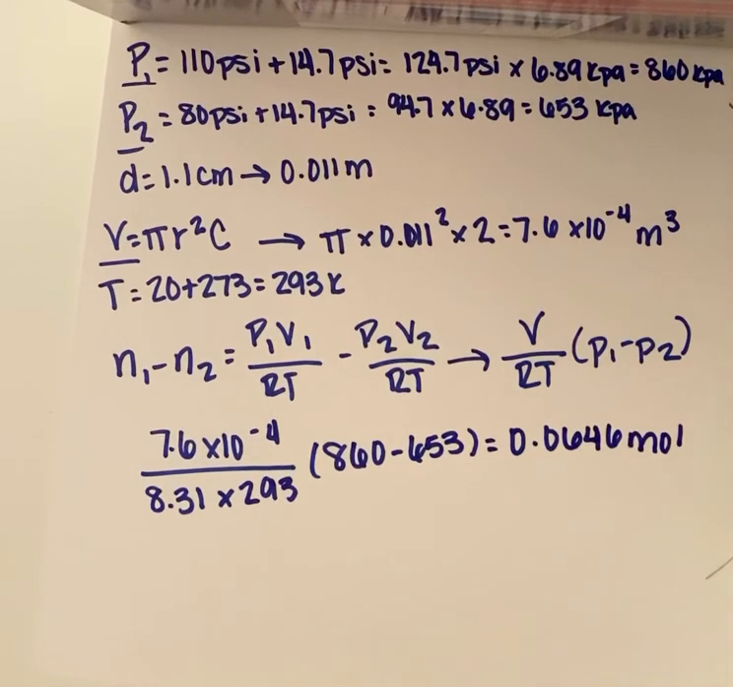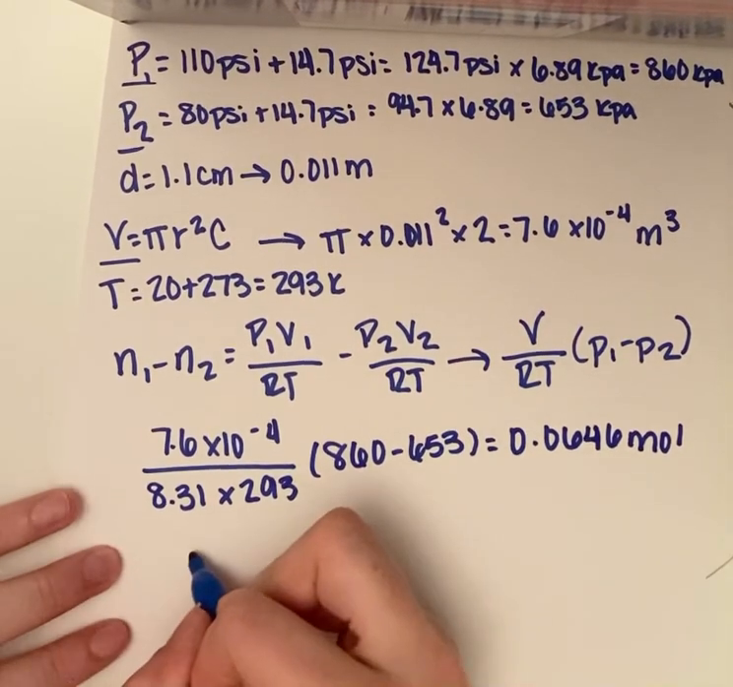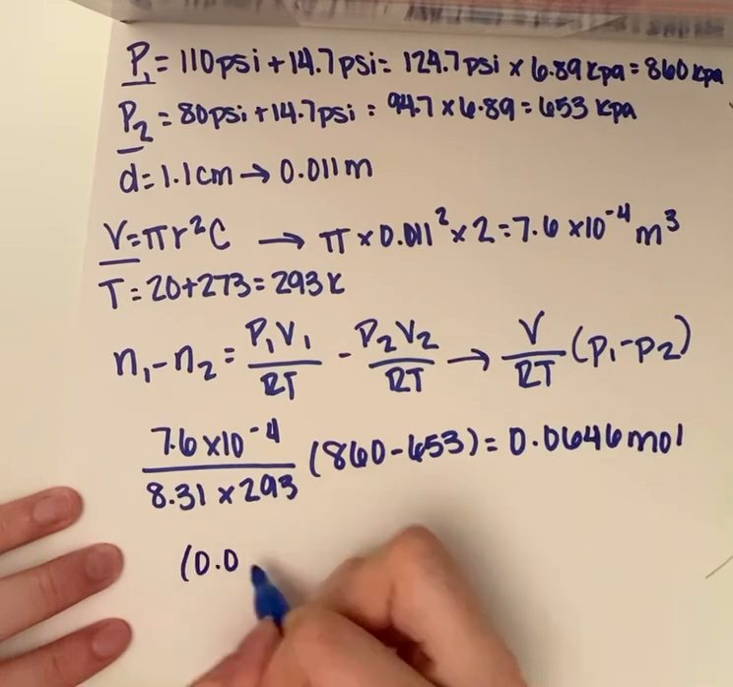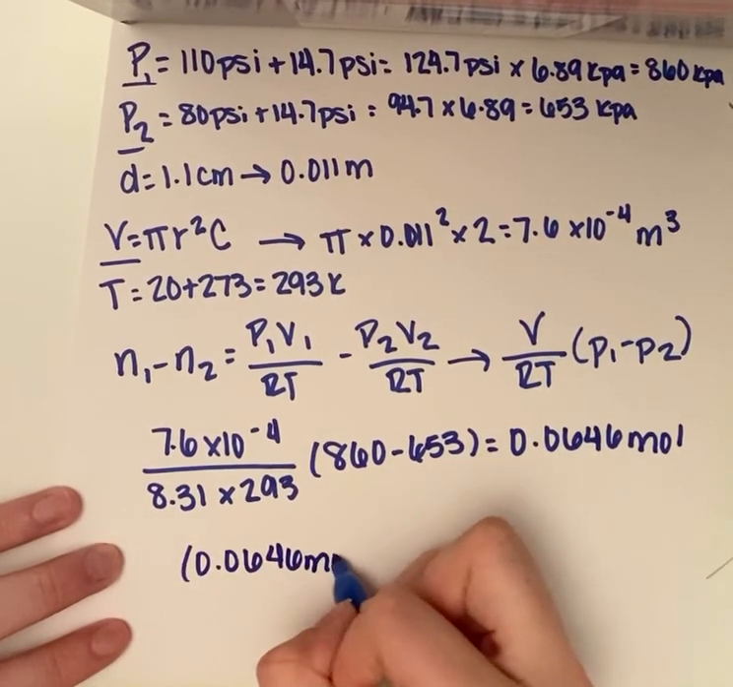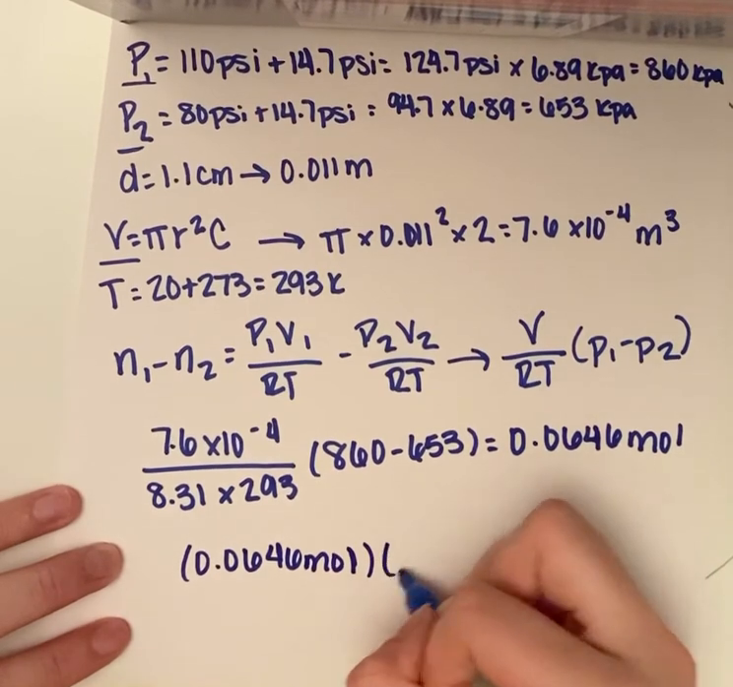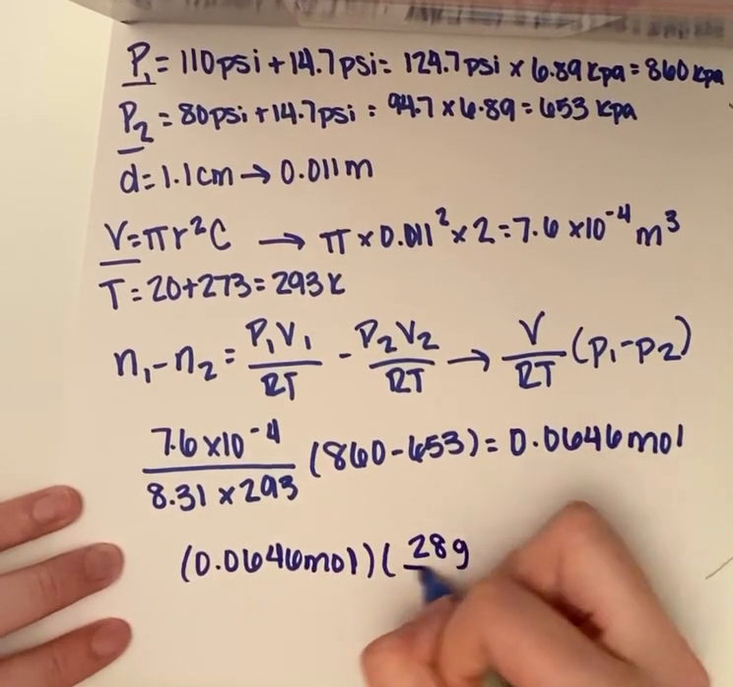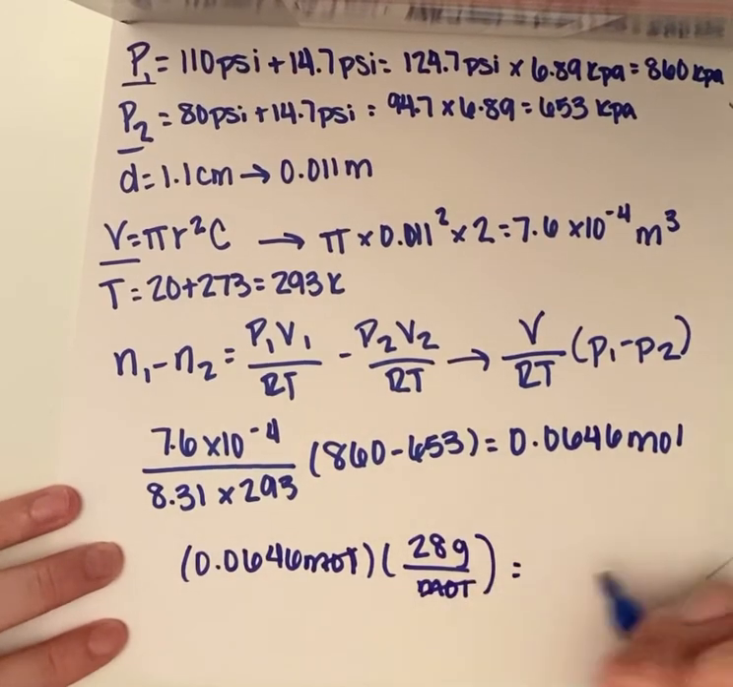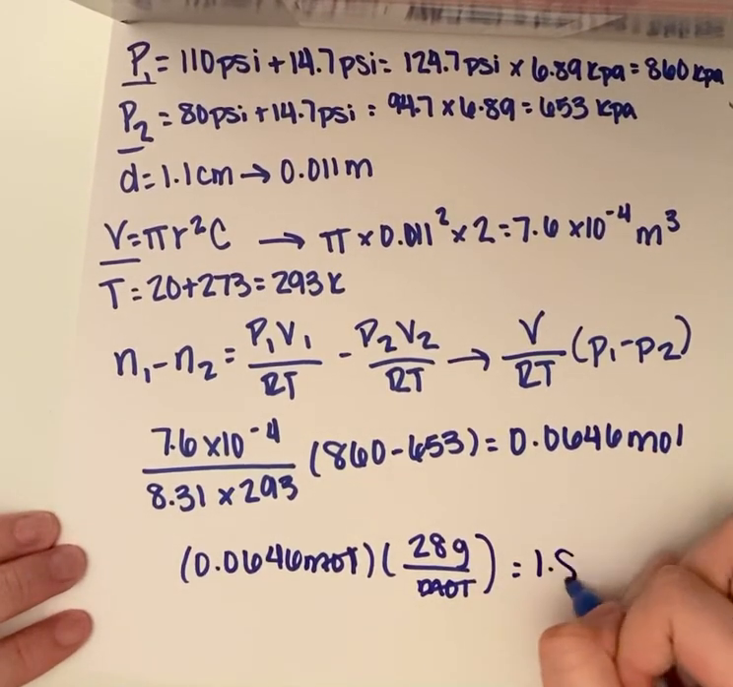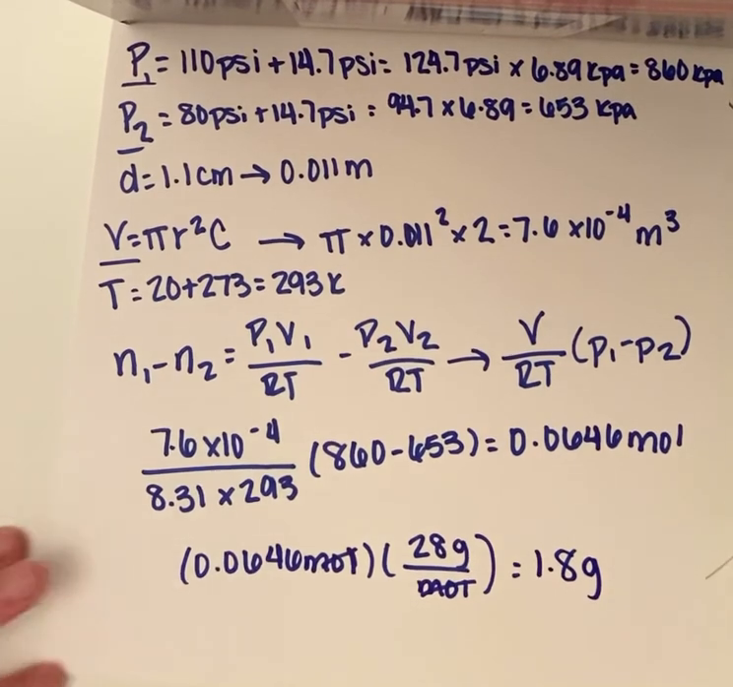And then our final step is to cross-cancel the moles with the weight on the periodic table of pure nitrogen, which is 28 grams per mole. So just multiply this by the 28. Moles cancel, leaving us with 1.8 grams of air lost when the tire deflated.